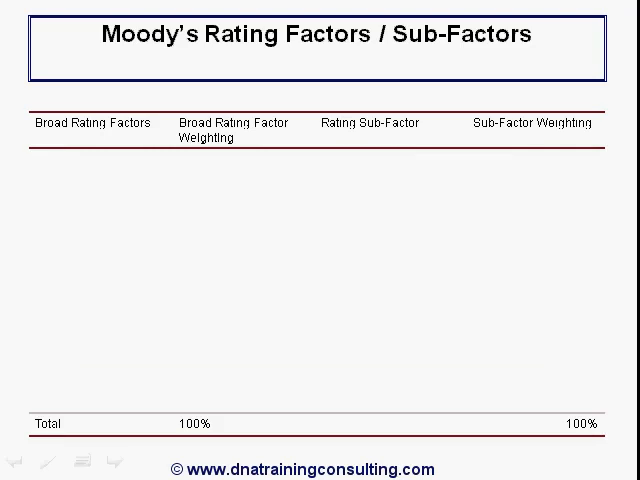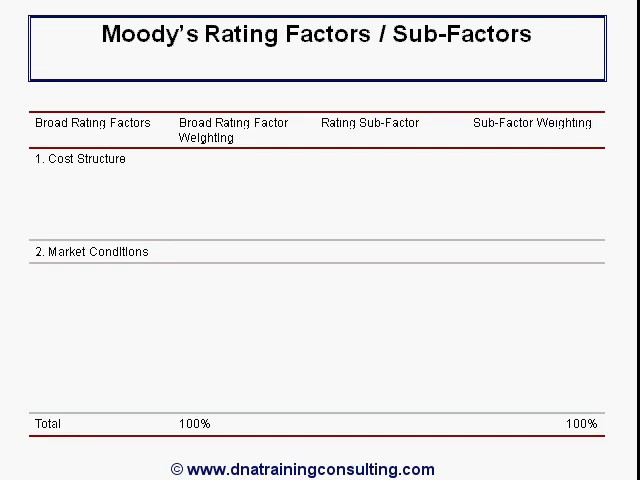The Moody's document identifies 4 broad rating factors that drive the quantitative part of its airline assessments, which are broken down into a further 11 sub-factors that each carry a specified weighting in the scoring process. The 4 key risk factors are cost structure, market conditions, financial policies, and financial metrics. And these are broken down as follows.